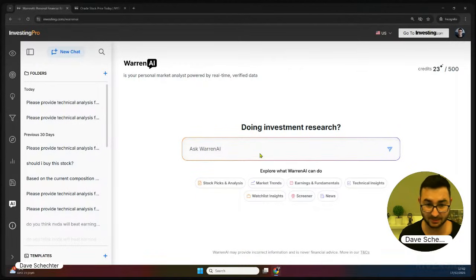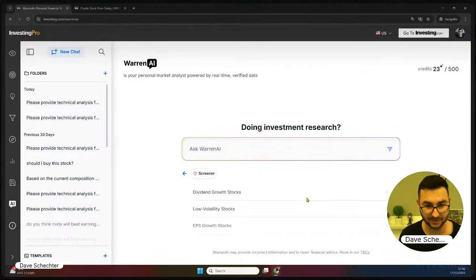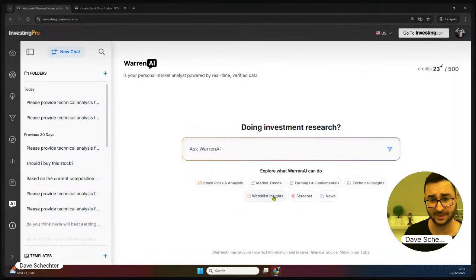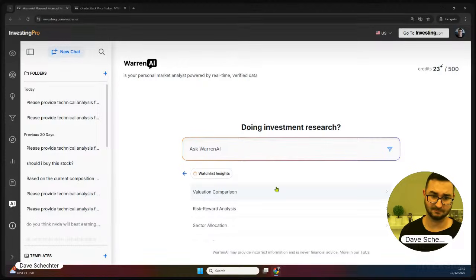If you have a prompt and you want to go ahead and lock it in and send it, then just go ahead and do that. But if you're looking to generate some ideas, then we have these buttons here at the bottom. So if I want to analyze news, or if I want to screen for any particular type of stock, or let's say I wanted to do an evaluation of the stocks that are currently in my portfolio.